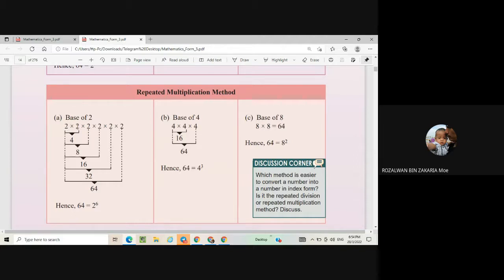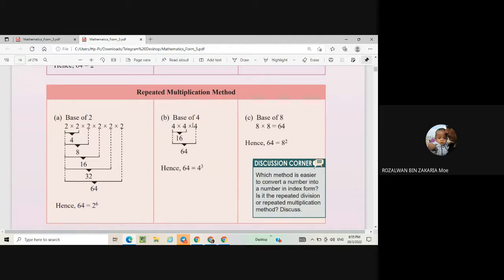That means 2 times 2 equals 4. Then times another 2, you will get 8. Then times another 2, you will get 16. Times another 2, you will get 32. Times another 2, you will get 64. That means there will be 2 times 2 times 2 times 2 times 2 times 2 equals 64. So the answer is 64 equals 2 power of 6, because we need 2 to be repeatedly multiplied by itself for the 6th time to get 64: 1, 2, 3, 4, 5, 6. That's why the index or exponent or power here equals 6.